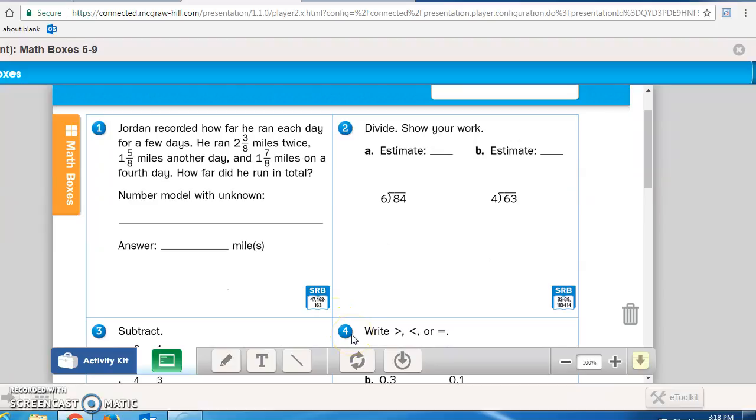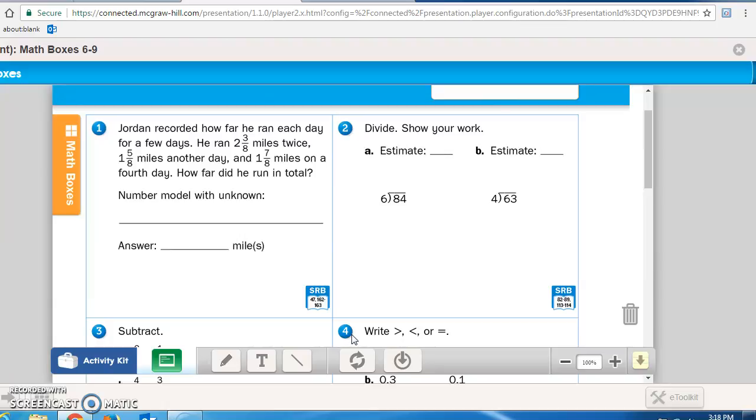Math Box 1 says, Jordan recorded how far he ran each day for a few days. He ran 2 3/8 miles twice. Notice, not once. Twice. 1 5/8 miles another day and 1 7/8 miles on a fourth day. How far did he run in total?